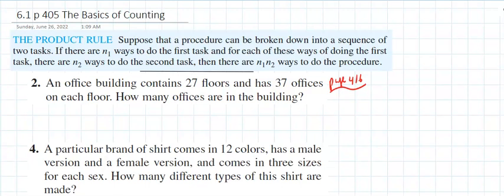Suppose that a procedure can be broken down into a sequence of 2 tasks. We start with 2 and then we build on it. If there are n1 ways to do the first task, and for each of these ways of doing the first task there are n2 ways to do the second task, then there are n1 times n2 ways to produce such a procedure.